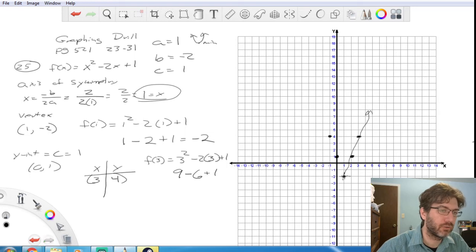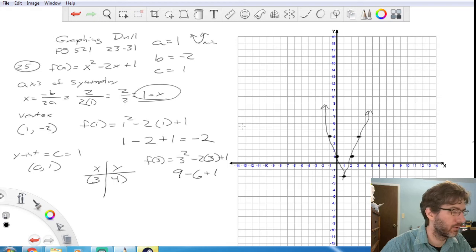Again, it is a curve. This one's not supposed to be a V, but it should be a curve like a parabola. I'm just not good at drawing with the stylus. So that's 25.